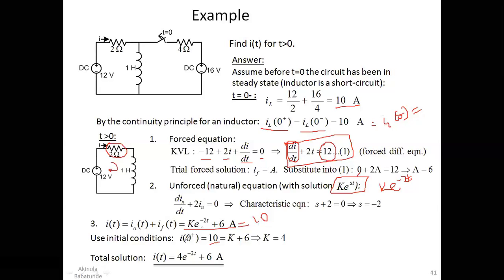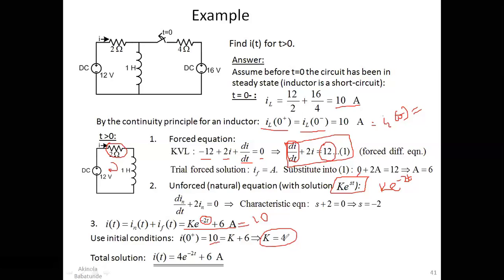But we're looking for I of 0. That simply means t is 0. So you put t equal to 0 here. If t equal to 0, that means everything at the top here would be 0. Exponential 0 would be 1. K times 1 is k. So you are left with k plus 6 equal to 10. So your k will definitely be equal to 4, mathematically speaking.